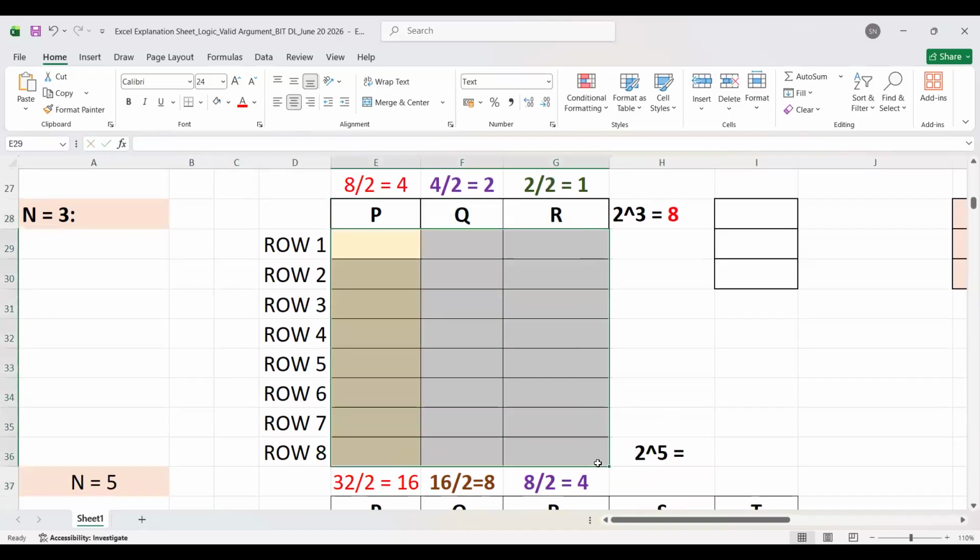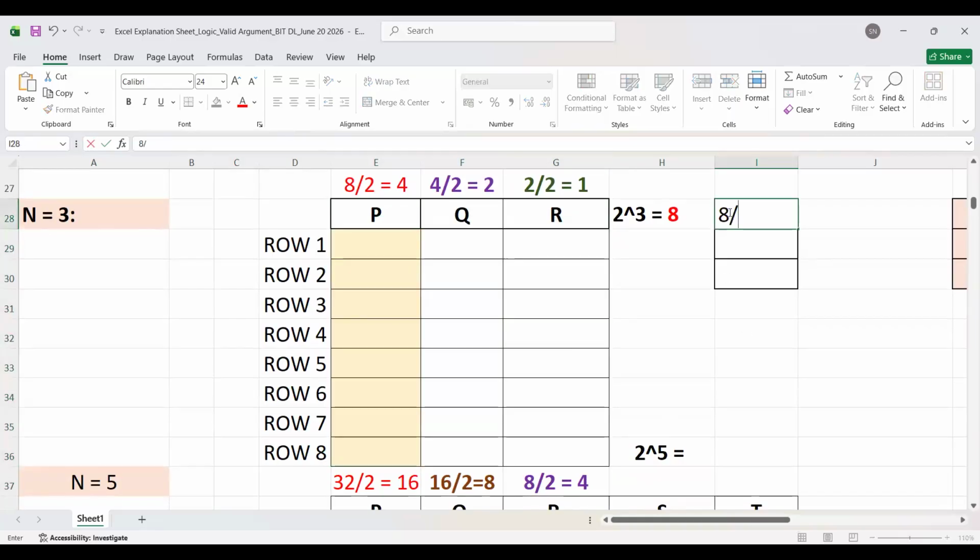Again, how do I share them? You take the number 8 here and divide it by 2. The answer you get will be the way to share the true or false. 8 divided by 2 will give you 4. So it means that out of these 8 rows, 4 of the rows I'm going to make true, like this.